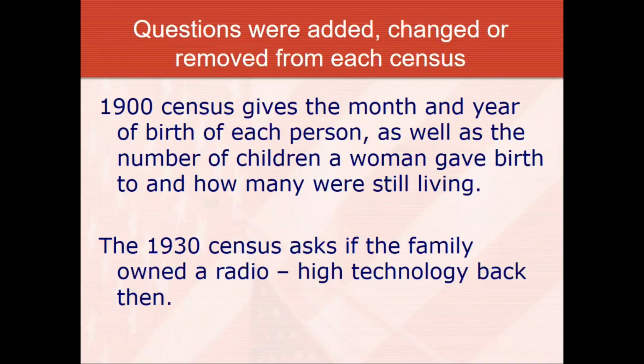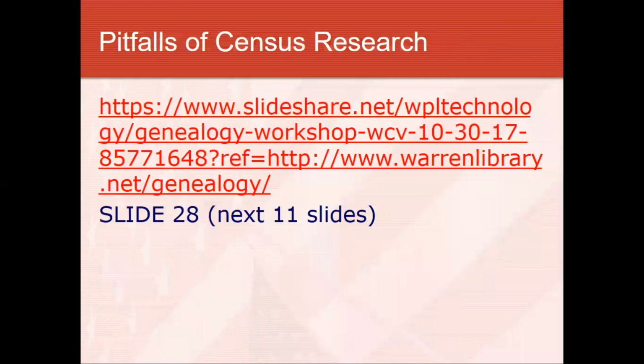I like the 1900 census because it gives the birth month and year of each person, as well as the number of children a woman had given birth to and how many were still living. The 1930 census asks you if your family owned a radio, which was high technology back in the day. There are a lot of pitfalls to census research, though, if you're looking to depend on that for your information.